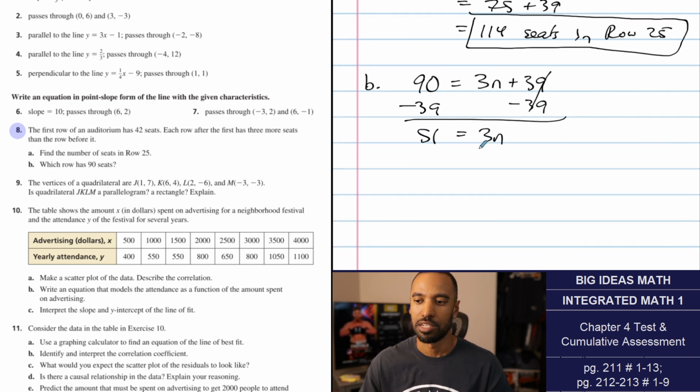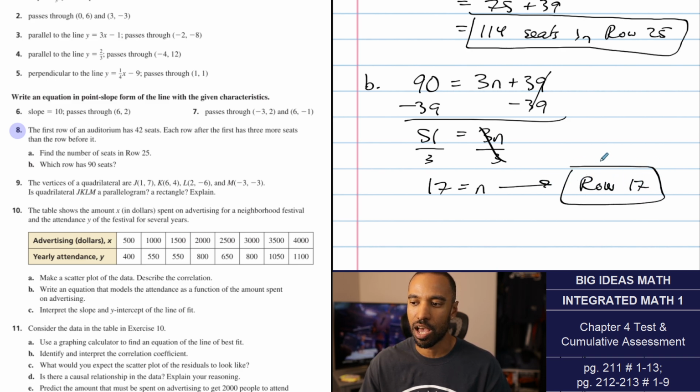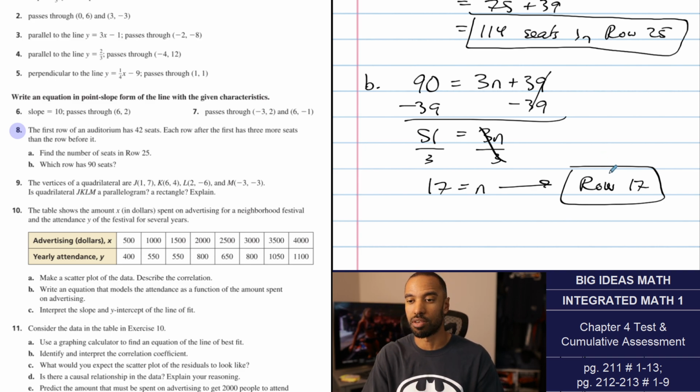Please follow that. Divide both sides by 3, you get 17. So what does that mean? N is the row number that we're talking about. So row 17 has 90 seats. Row 17 has 90 seats.